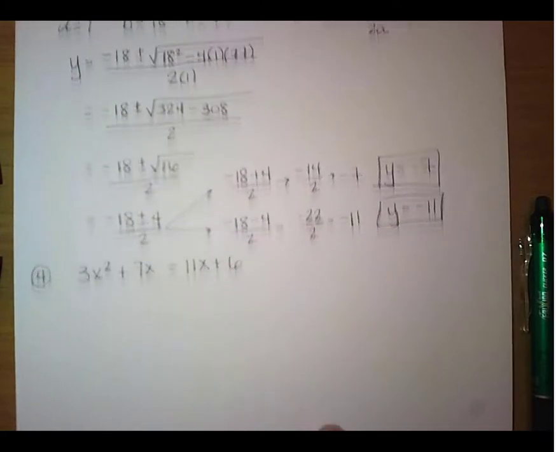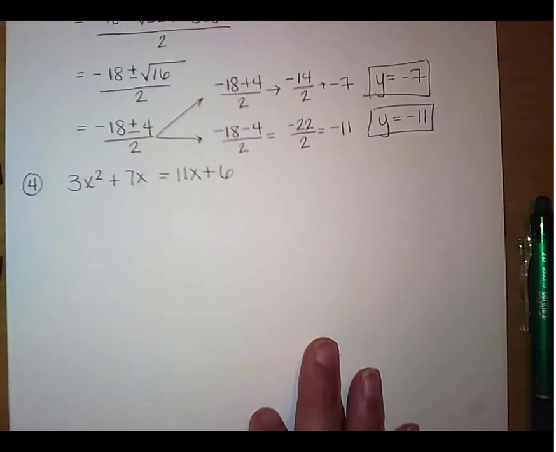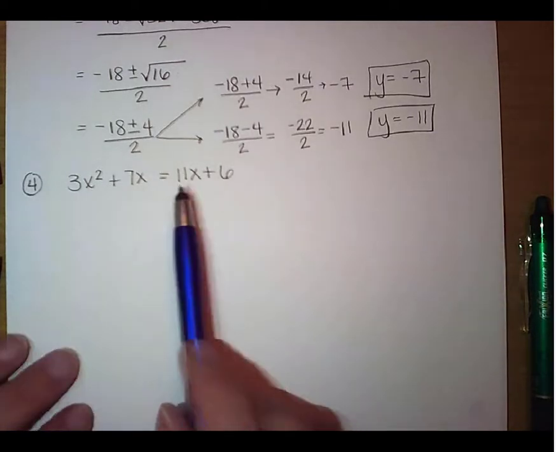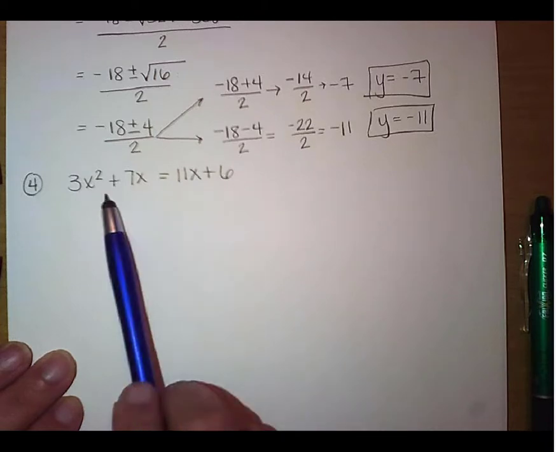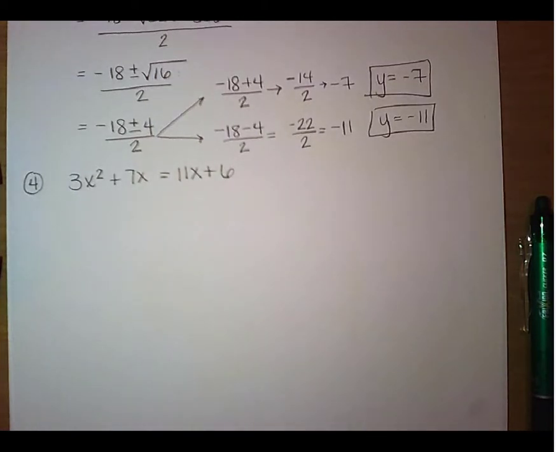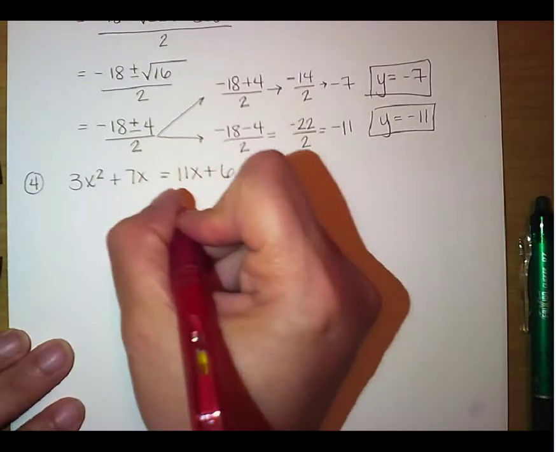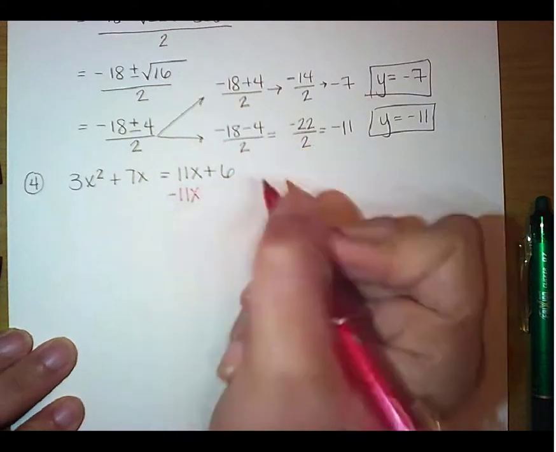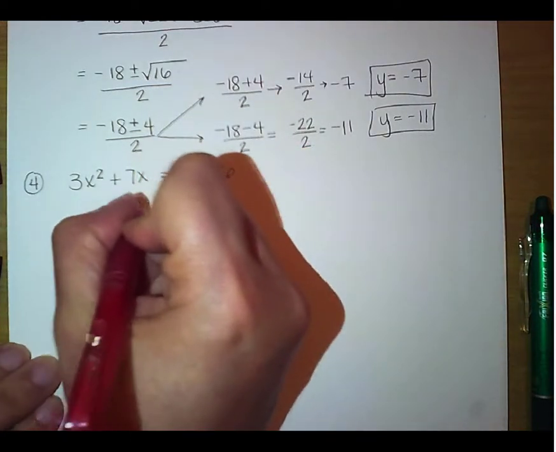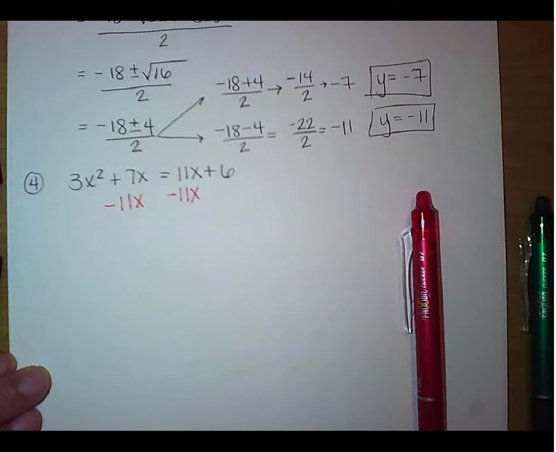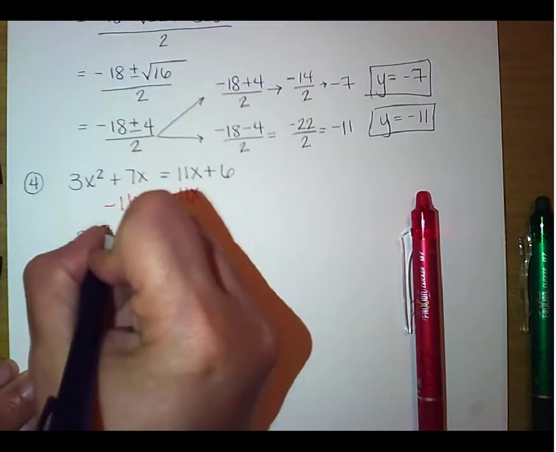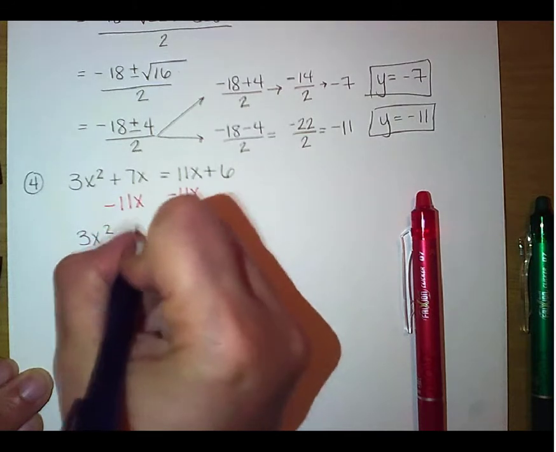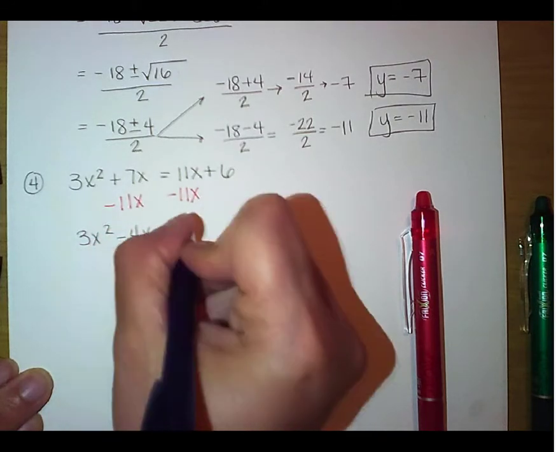Okay, so let's look at number 4. Hopefully you notice that number 4 is not equal to 0. We have this 11x and this positive 6, and both of those need to be moved over to the other side. I'm going to start by moving the 11x by subtracting it from both sides. So that is going to give us 3x squared minus 4x equal to 6.